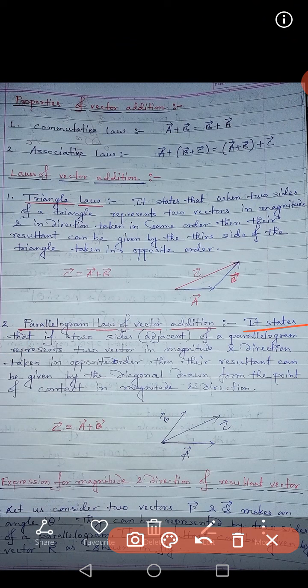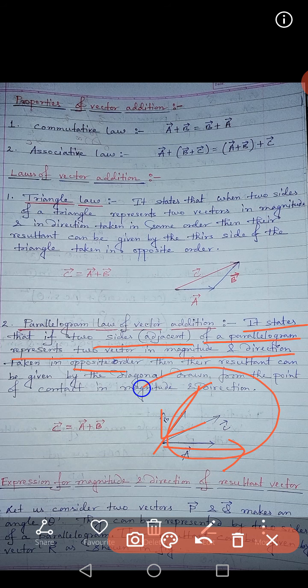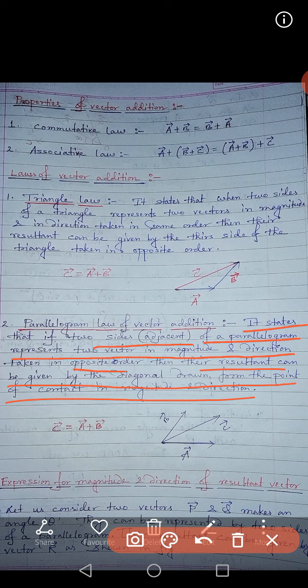It states that if two sides, meaning adjacent sides, of a parallelogram represent two vectors in magnitude and direction taken in opposite order. See, they are in opposite order. A is this side, B is this side. But instead, if I say B is this side, then they will be in the same order, meaning anticlockwise. But they should be in opposite order according to this statement. Then their resultant can be given by the diagonal drawn from the point of contact in magnitude and direction. So where is the point of contact? This one. The diagonal should be drawn from here, and this will give the resultant of A and B.